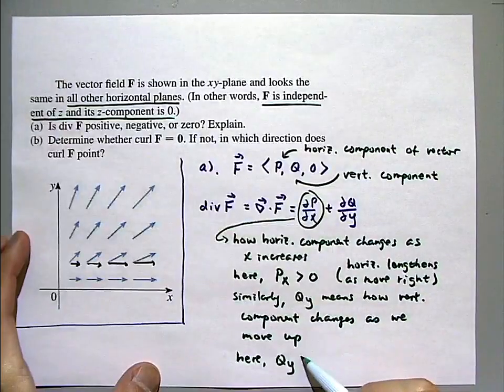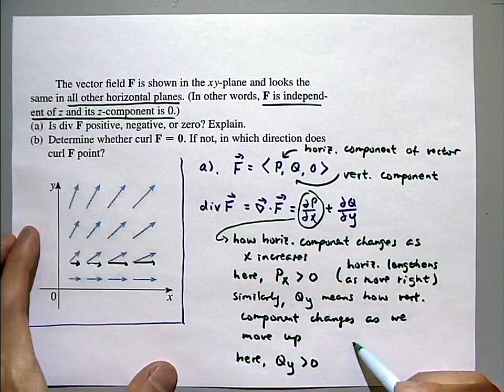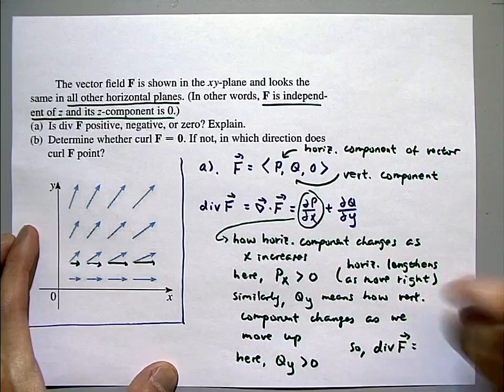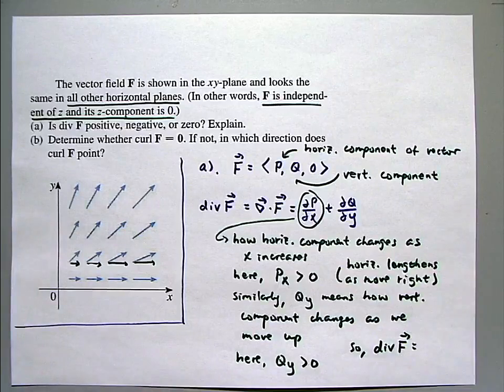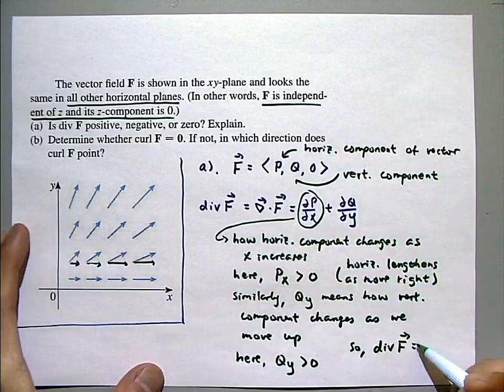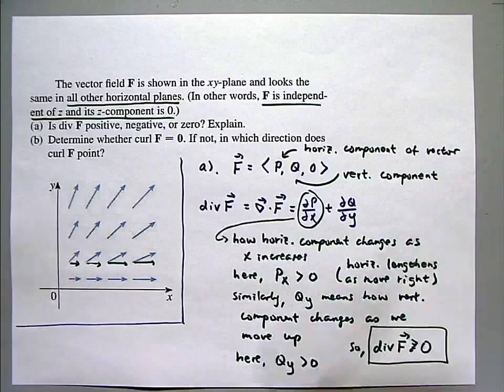So here, Qy must be positive. Therefore, the divergence of this vector field, even though we don't know what it looks like, if these two things are positive, this whole thing must be positive. Does that make sense? Yes? Okay, very good.